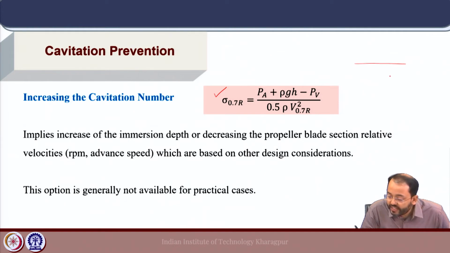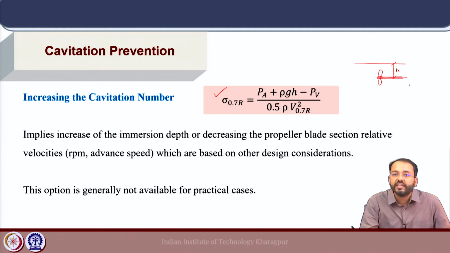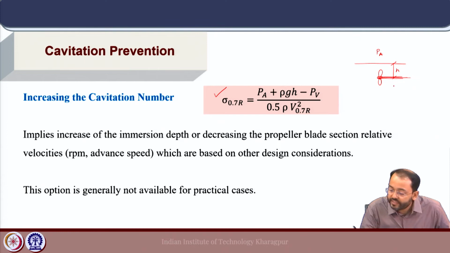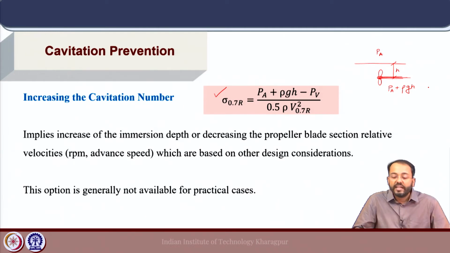So, again if we have the propeller shaft axis, immersion is H and Pa is the atmospheric pressure. So, the reference pressure here is Pa plus rho g H, okay, and V0.7R is the resultant velocity at the blade section at 0.7 radius, which is the representative section. So, the velocity at that section will represent the velocity of the propeller blade in terms of cavitation calculations.